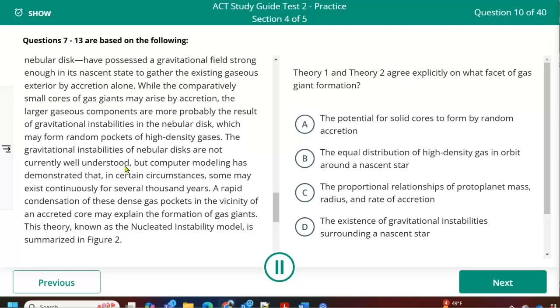Okay. And now in this one we have gravitational instabilities. The first one we didn't have that. We had gravitational dominance. So knock off D there. That's not right. Let's see.